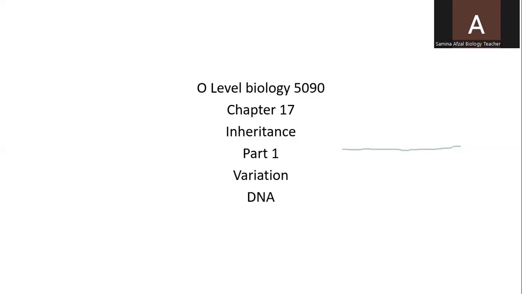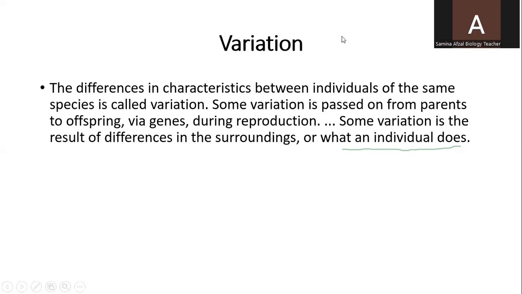O-Level Biology 5090, Chapter 17, Inheritance, Part 1. And in this Part 1, we will discuss variation and DNA. So what are variations? Variations are actually the differences in characteristics among individuals of the same species.